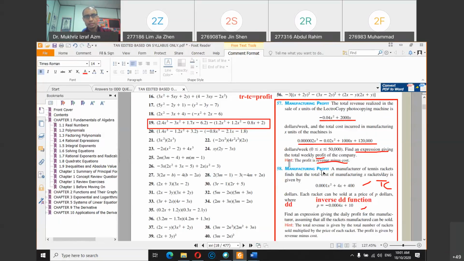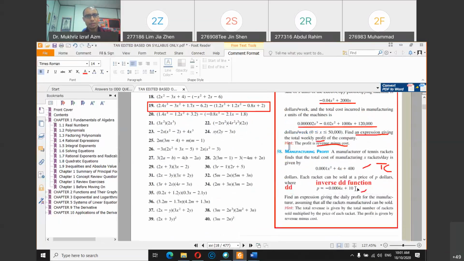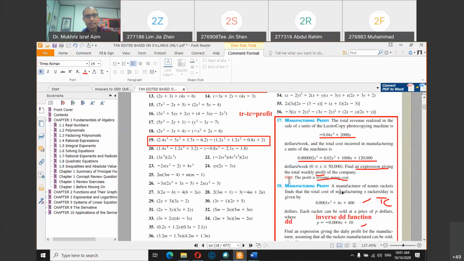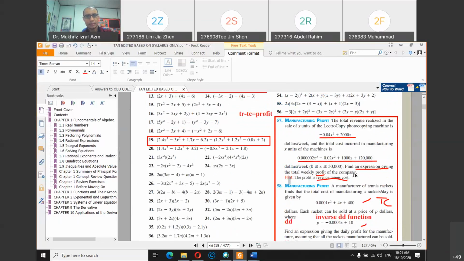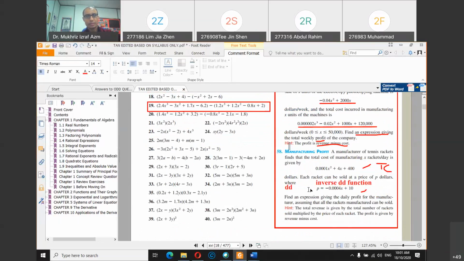I think it's already 10 o'clock. So please practice this question again. If you're still unsure, TR minus TC is the way to calculate the profit function. The first one is pretty straightforward. But for the second one, you are not given the TR, so you calculate TR by P times Q. To get that, you need the inverse demand function, and the question already provides you with the inverse demand function.